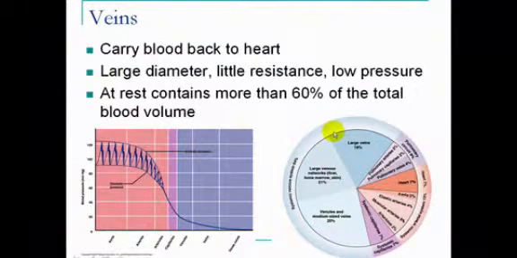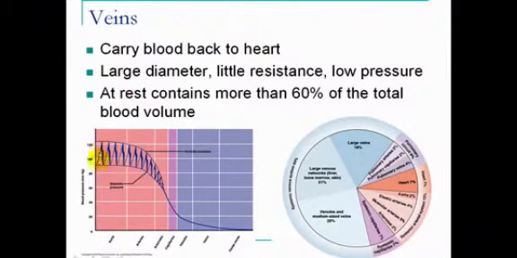Alright, so after blood moves through the capillaries and you have exchange of nutrients and waste products, the blood will enter into the venous system or the veins. And the function of the veins, remember, is to carry blood back to the heart. Veins compared to arteries, they have a larger diameter, a larger lumen, and they have little resistance to flow. Okay. And they're also under very low pressure because they're further away from the heart.